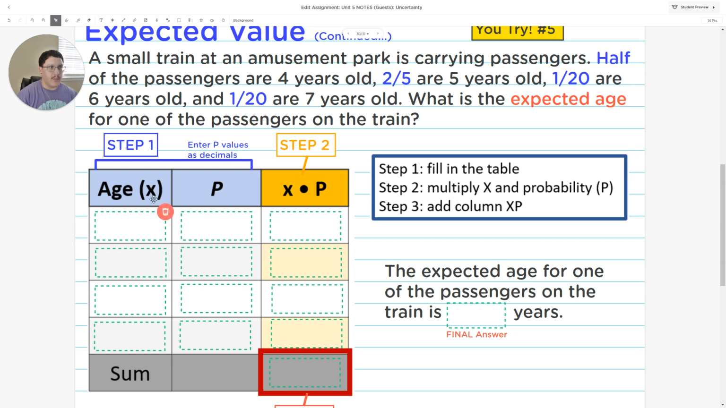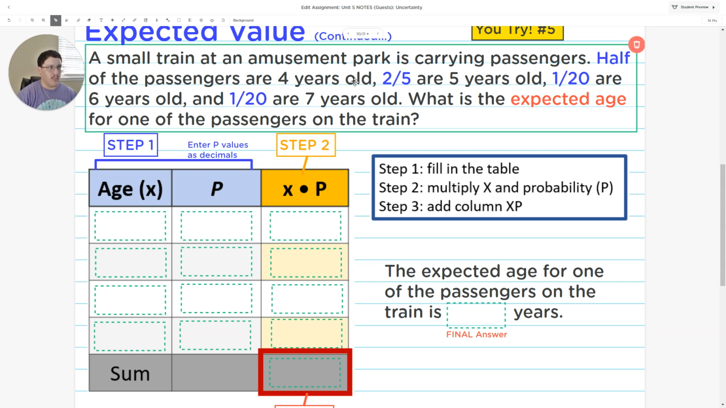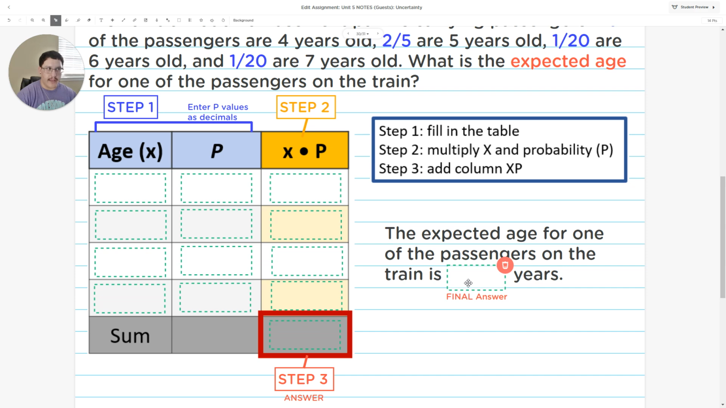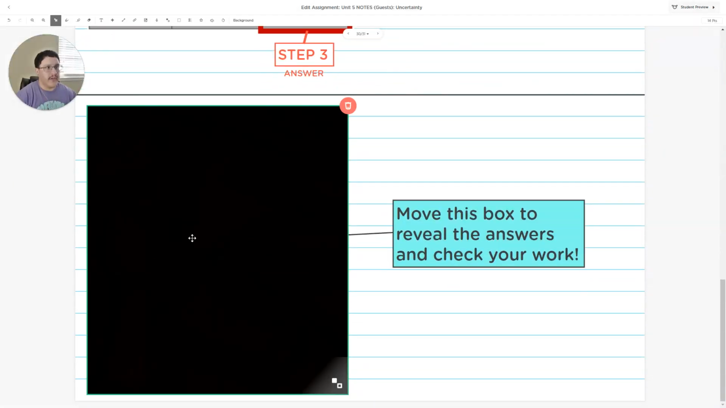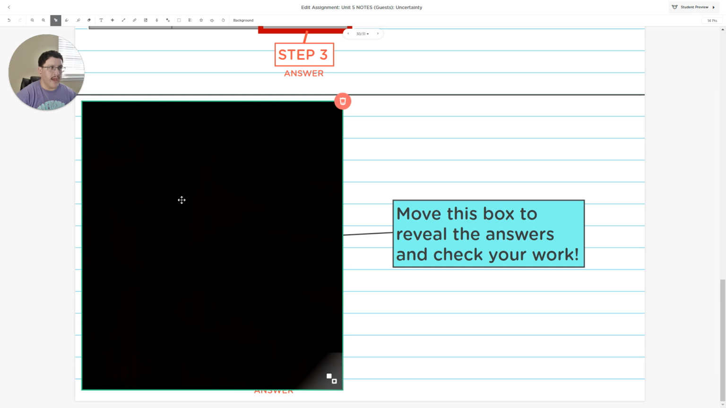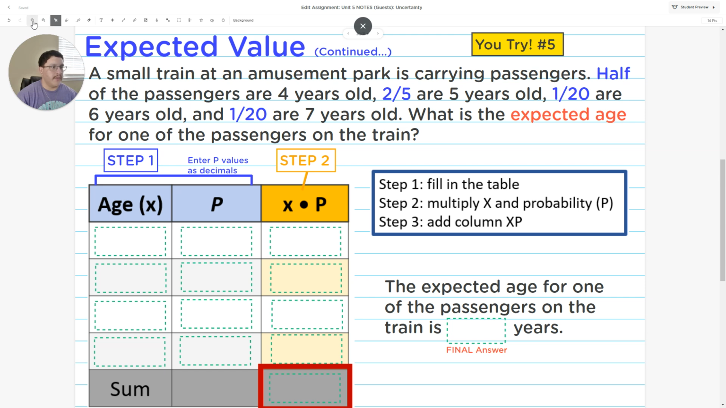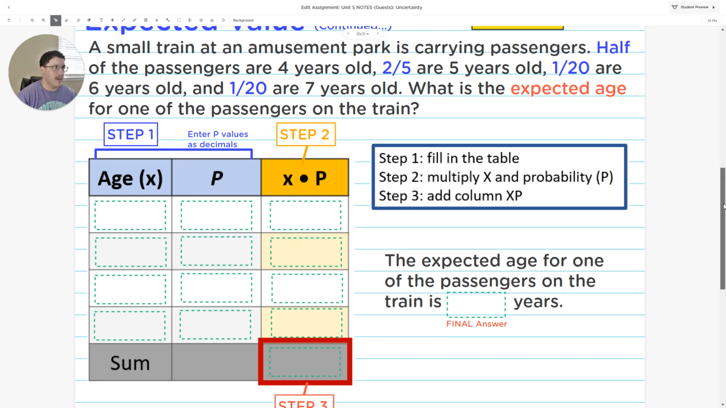Step 1, fill out the table. What are the x values? In this case, the age is the x values. What are all the probabilities? Make sure you enter the p values, the probabilities, as decimals. Multiply those two together to get your third column, x times p. Add them all up, and then that'll be your final answer. Okay? And if you want to check yourself, I have the table right here for you to check to see if you did everything correctly. So go ahead, pause this video, try this on your own. Otherwise, I'm going to continue on and show y'all how to do this.